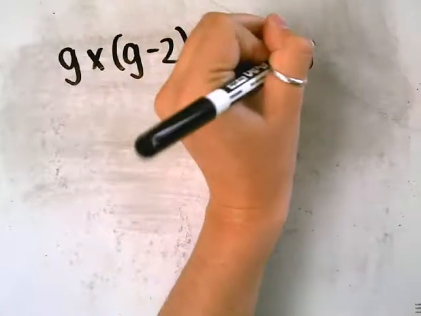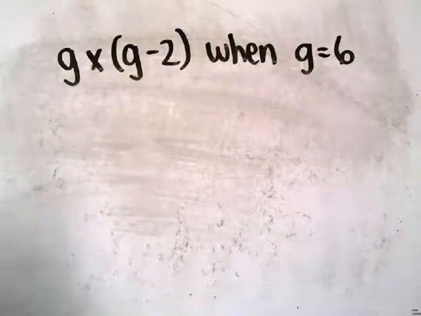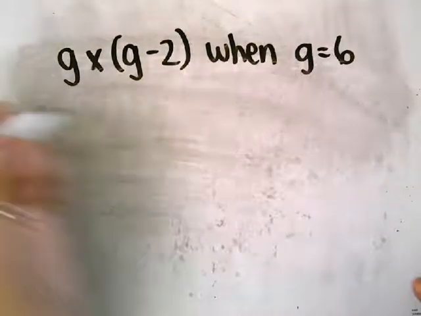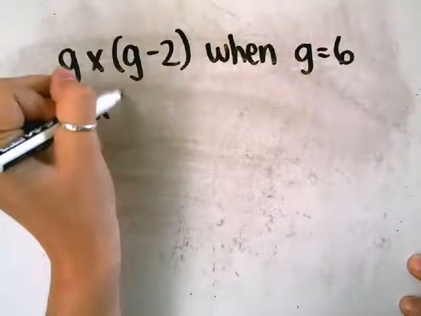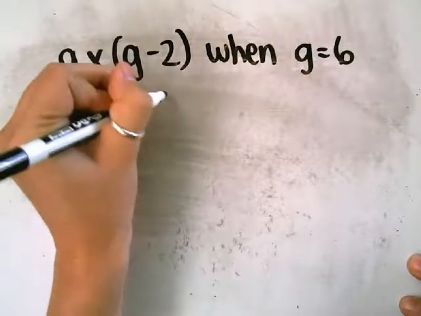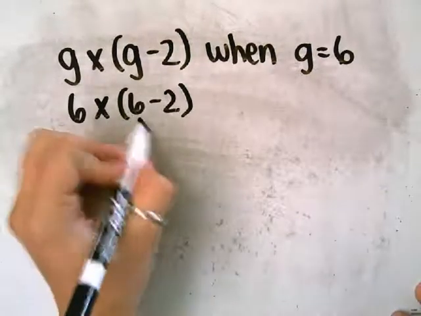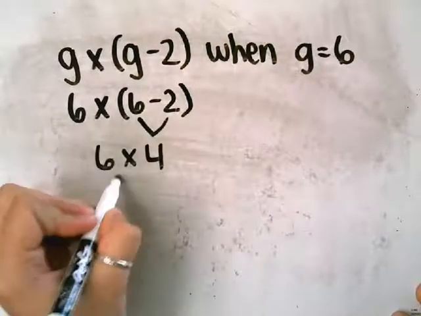Okay. Whenever there's more than one of the same variable, you're just going to replace that variable with the number given for each time you see it. So let's try that. So when g equals 6, we can rewrite the problem with the new value for g. So I just substituted in 6 every time I saw g. So now we can solve according to order of operations. 6 minus 2 is 4. Bring down the rest of the problem. And we end up with 24.